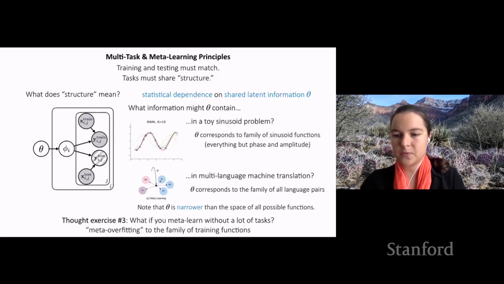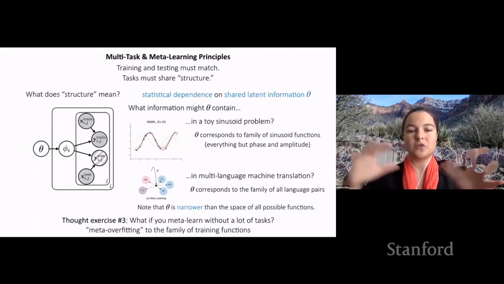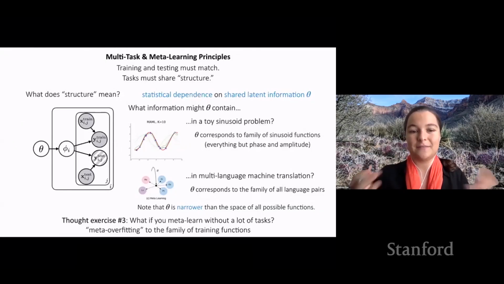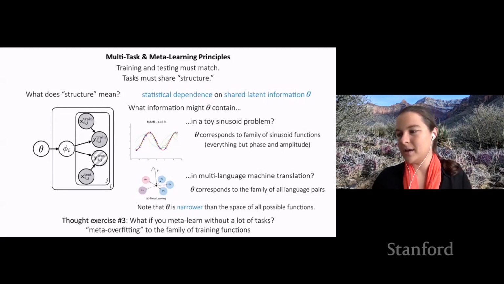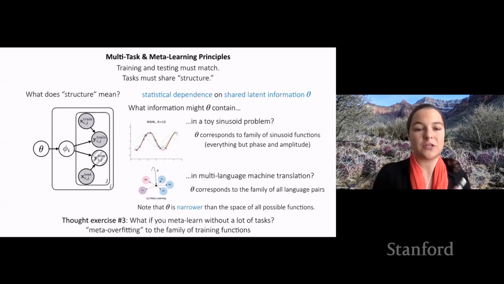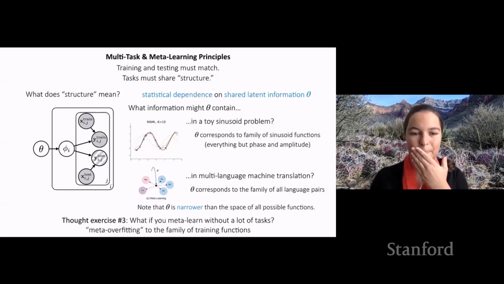And then there's also a question, why everything but phase and amplitude? So phase and amplitude in this problem are the things that are task specific, and the general family of tasks is the family of sinusoids with different phases and amplitudes. And so theta is capturing the shared information, and the phase and the amplitude are the things that aren't shared across tasks.